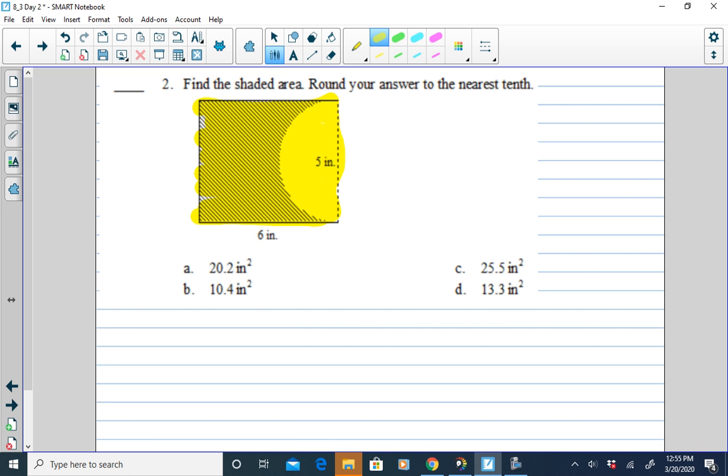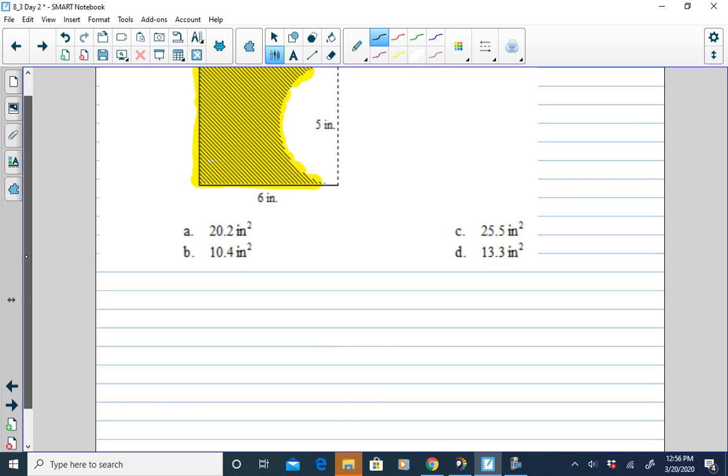There's my rectangle, right? And I'm looking at the area of the rectangle. If we find the area of this rectangle, then take away the area of the semicircle, that's subtraction. We take away the area of the semicircle, and what's left is the area that's shaded. So that's what we want to do mathematically: find the area of the rectangle, which is pretty easy, find the area of the semicircle, which is not that hard, and then subtract those two areas. So those have to be our steps.